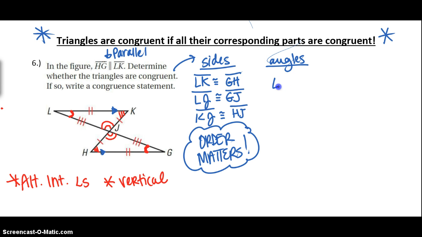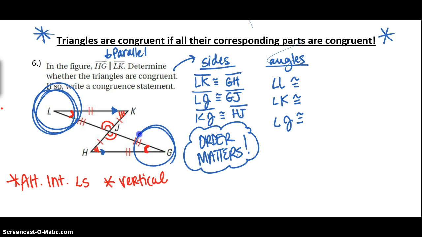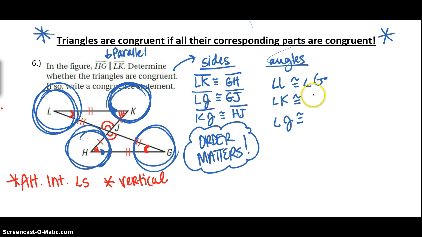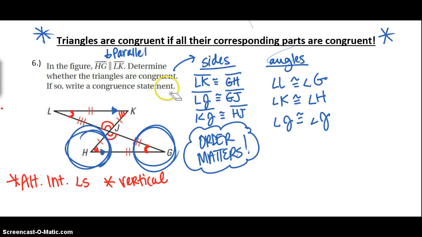Let's do the angles. We have angle L, we have angle K, and we have angle J. So this is going to be pretty easy. Look at the picture. Angle L has a 1 mark. What has a 1 mark? G. Angle K has a 3 mark. What has a 3 mark? H. And then the only other angle we haven't used is J. And yes, it seems weird, angle J equals angle J, but that happens. So it's totally fine, totally normal.